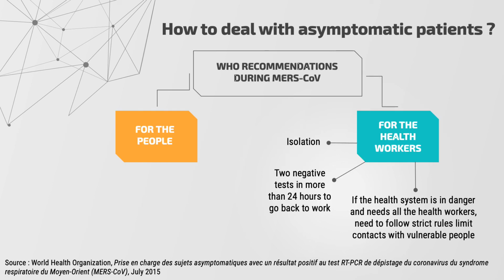Next would be for the health workers, of course, isolation. And then if they were tested within 24 hours and they received 2 negative tests, they should be able to go back to work. And then if the health system is in danger and needs all the health workers, they need to follow strict rules and limit contact with vulnerable people.